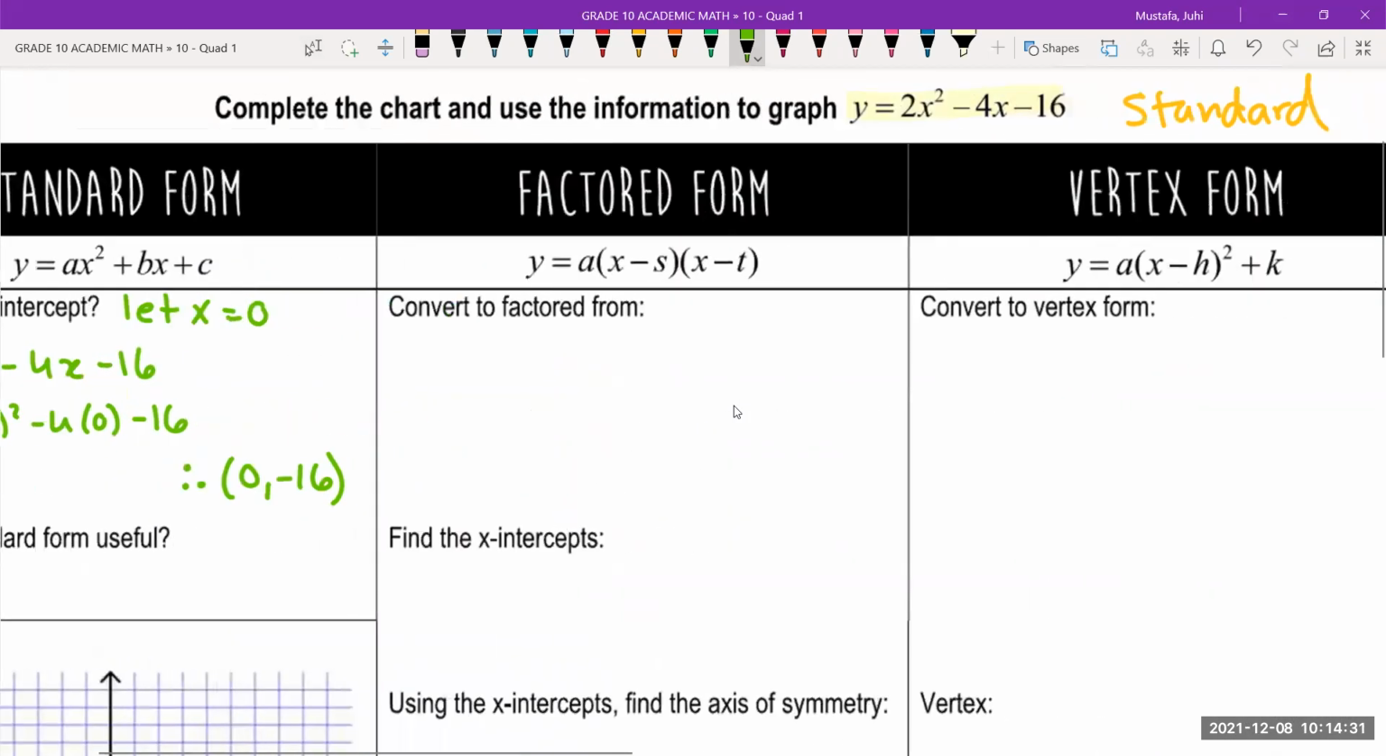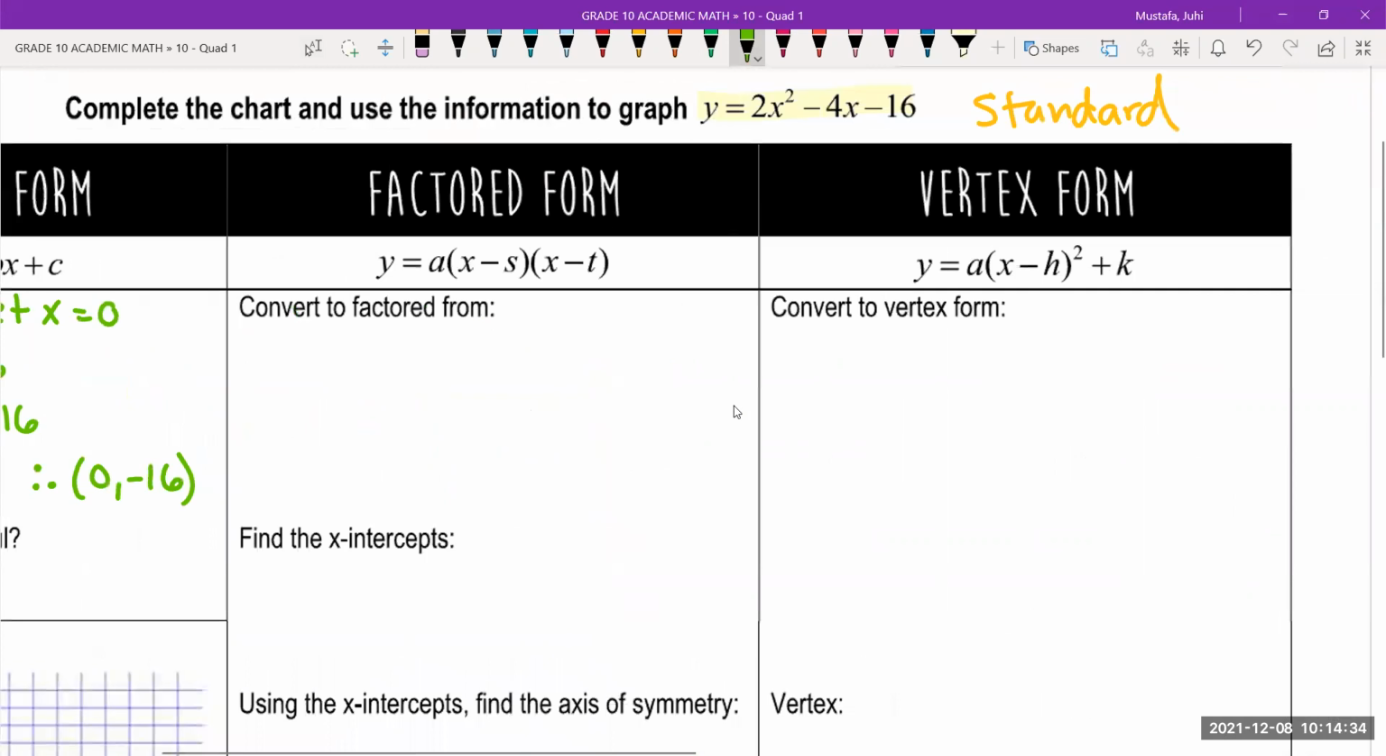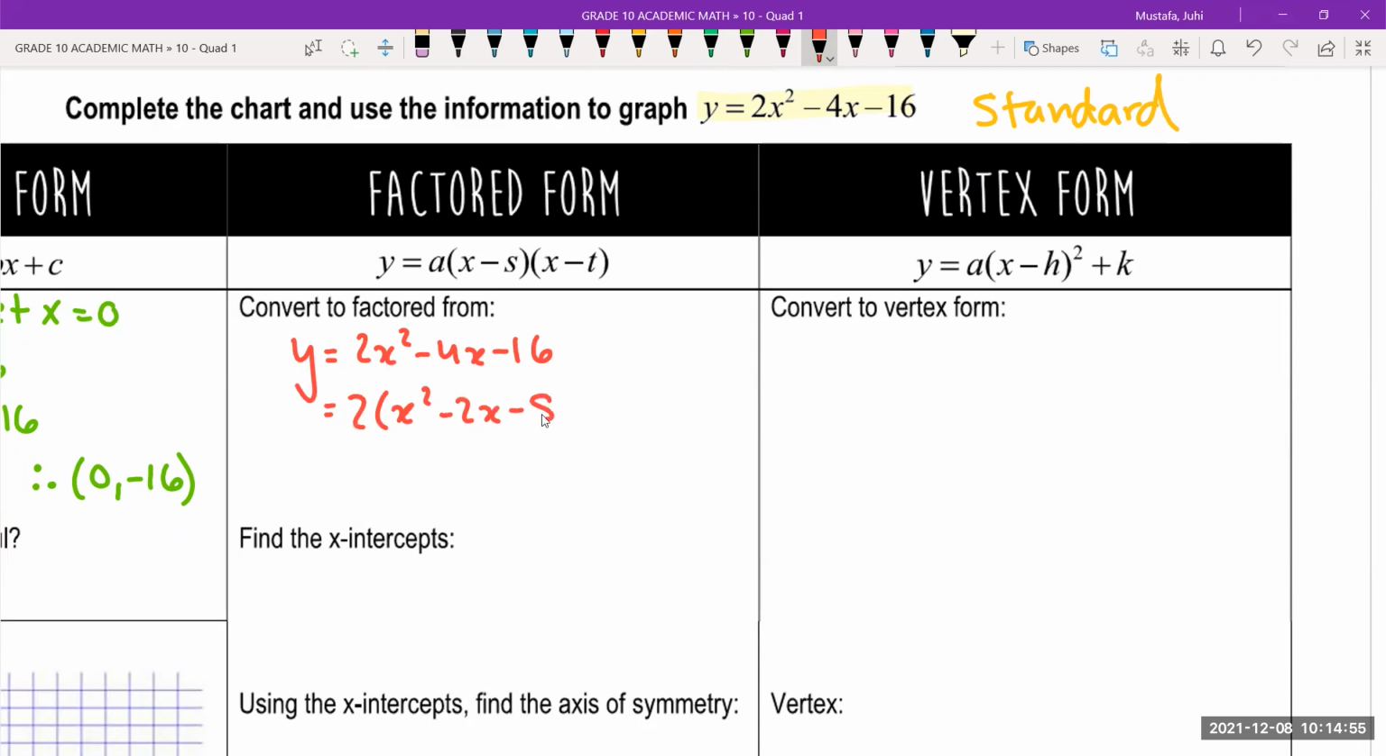All right, factored form. First, we're going to convert this to factored form, and to do that, we need to remember how to factor. So we're going to take our original equation, which is y is equal to 2x squared minus 4x minus 16. Do you guys see a greatest common factor in this question? Yep, it's just a 2. So it's going to be 2 times x squared minus 2x minus 8, and then we're left with a really nice, simple trinomial.